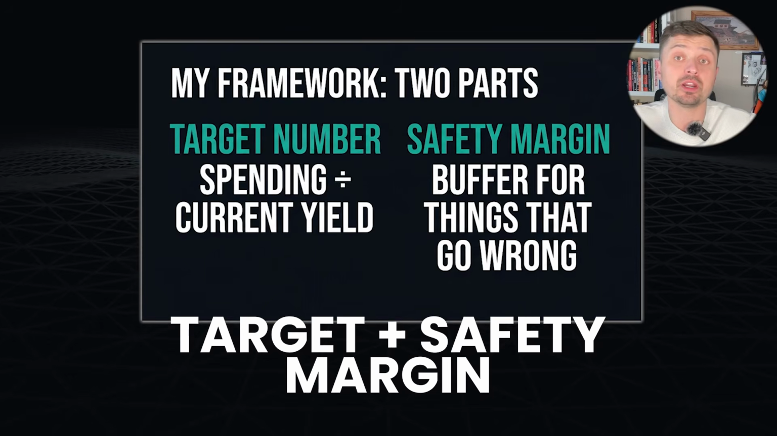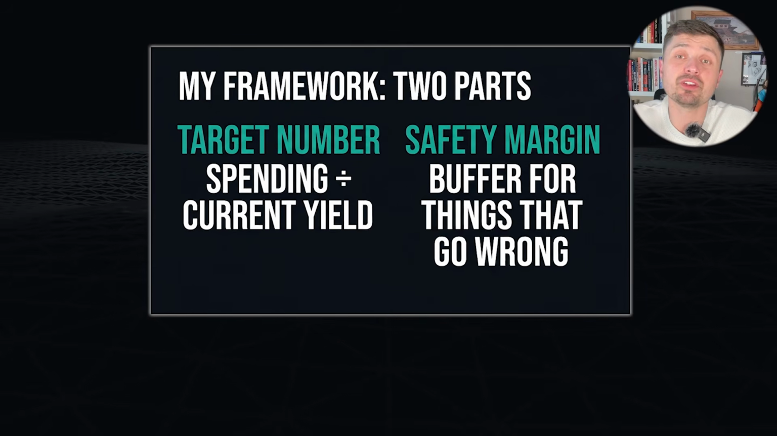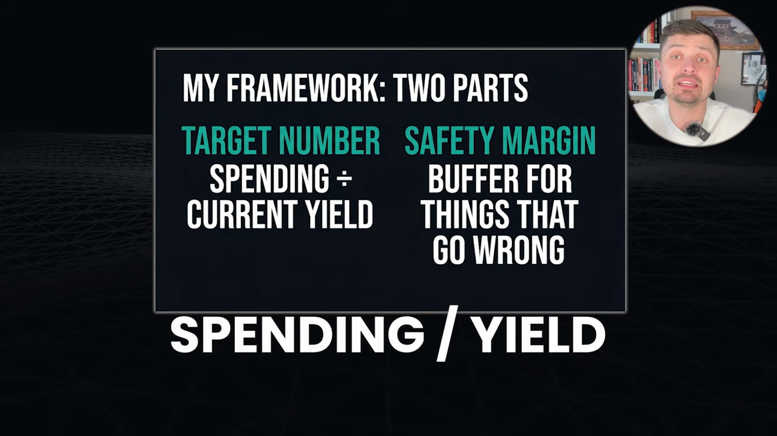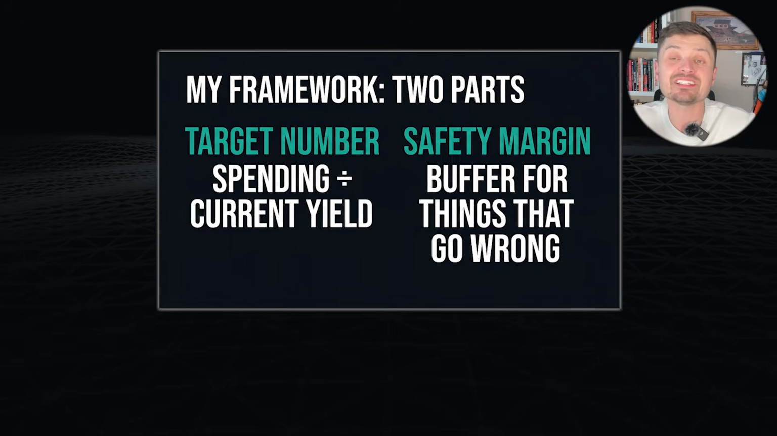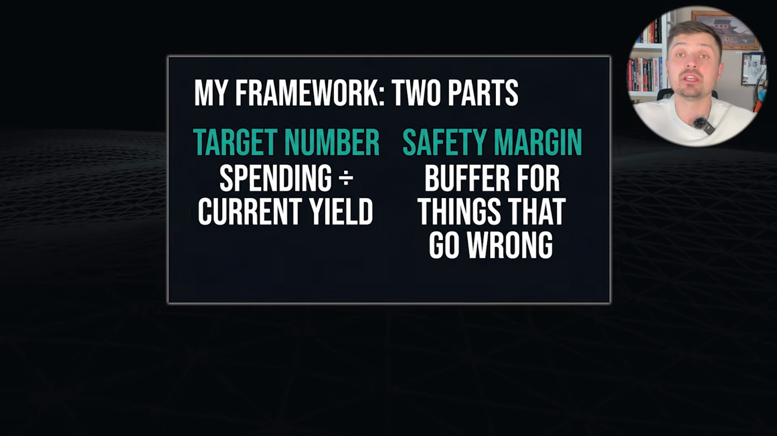The framework I use for this kind of calculation really has two key parts: the target number and the safety margin, okay? The target number is straightforward, right? Annual spending divided by current yield. That's the bare minimum position to cover expenses at today's distribution rate.